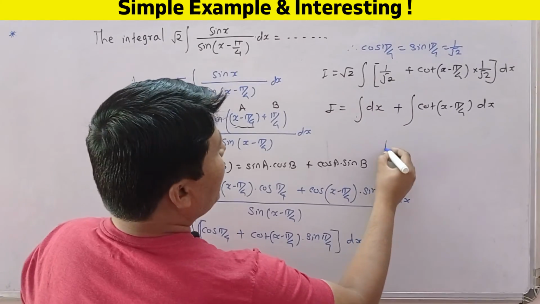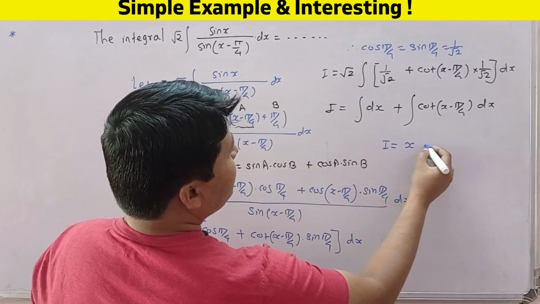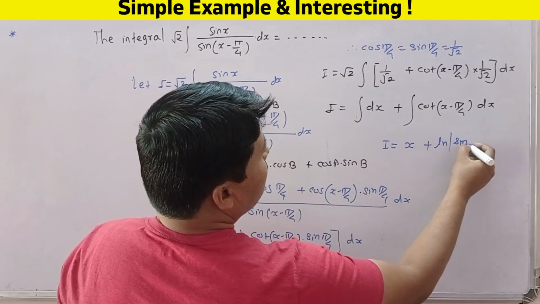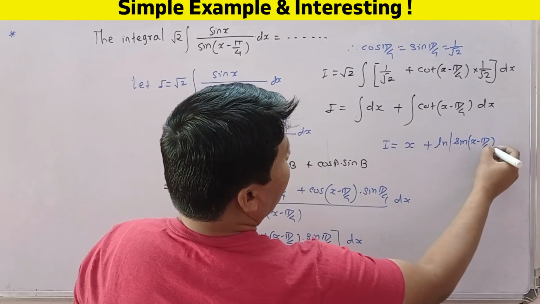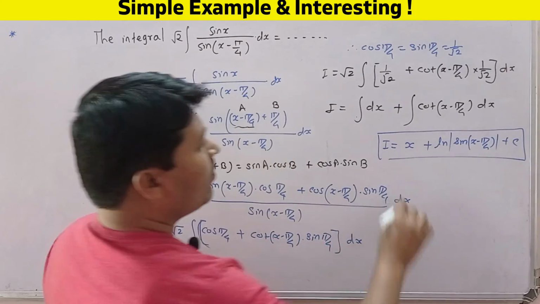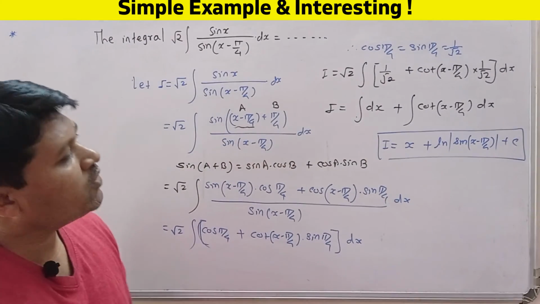Therefore I is equal to x plus ln of the modulus of sin(x minus pi by 4), plus c, where c is the constant of integration. And this is my final simple solution.